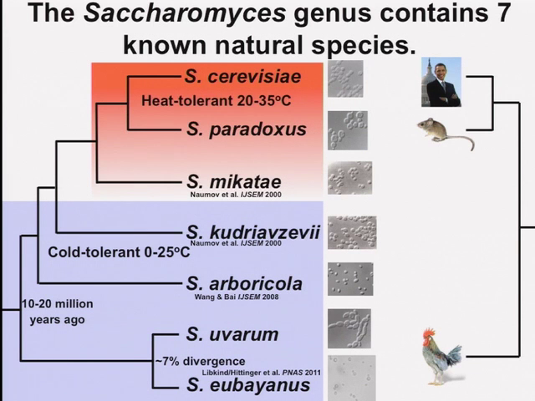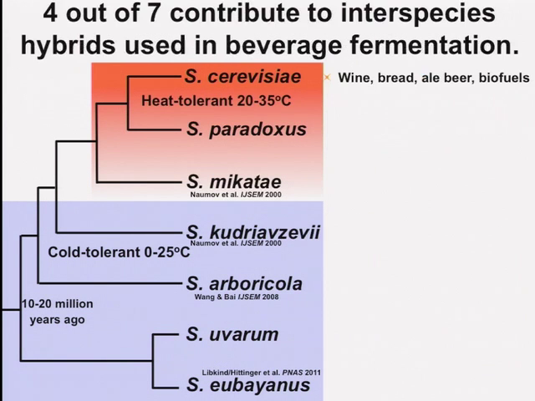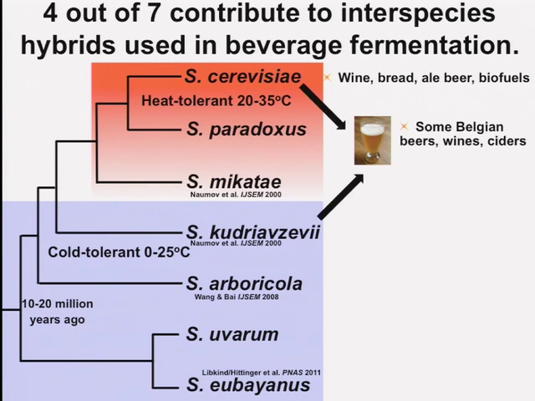Now it turns out that it's not just about Eubayanus and Cerevisiae in the fermented beverage industry. By having these wild representatives, and also by comparing them to genome sequences of other yeasts, we and other researchers have shown that many Belgian beers and cold fermented wines and ciders are actually hybrids of Kudriavzevii and Cerevisiae. Kudriavzevii, it turns out, is fairly prevalent in Europe, and so it's pretty easy to imagine how this wild species that has a nice cold tolerance ends up hybridizing to get a cold fermentation beverage.